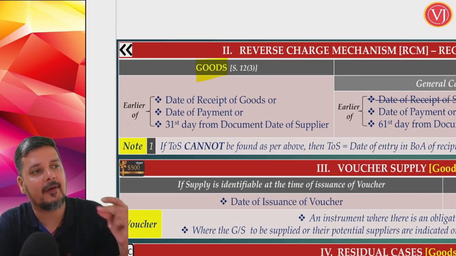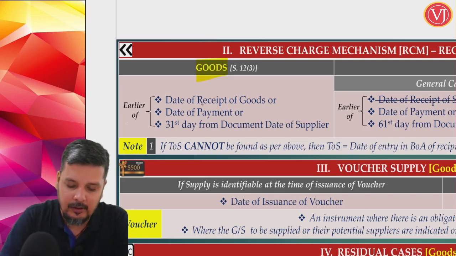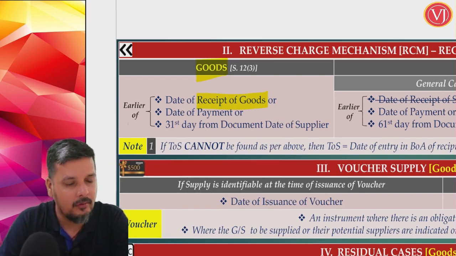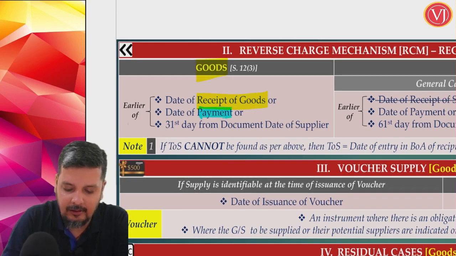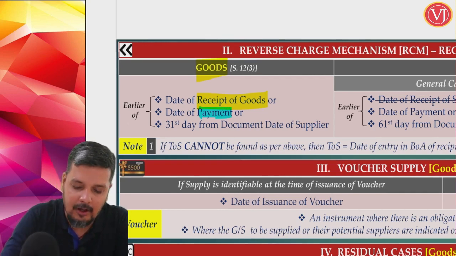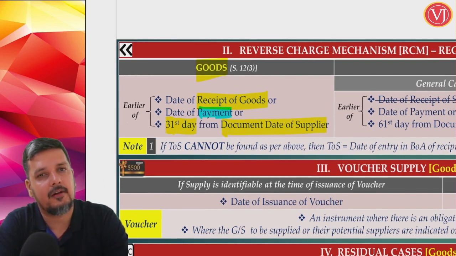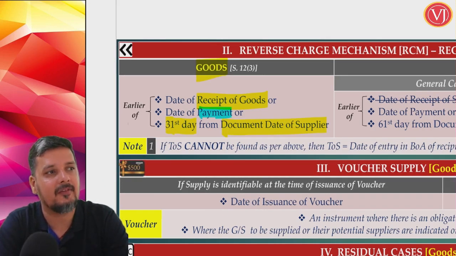RCM. By default, the moment I say RCM, you are seeing the entire story from whose eyes? So, the time of supply is the date of receipt of goods or the date of making the payment, or 31 days from the invoice of the supplier. He may not give a GST invoice, but he may give some invoice. 31 days from the invoice of the supplier, whichever is the earliest of the above. You will be getting all this information in the question.